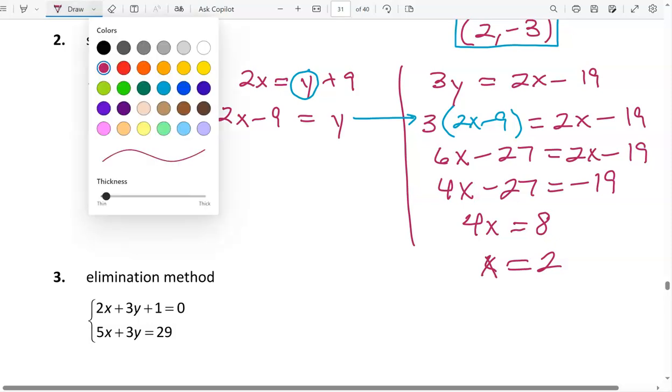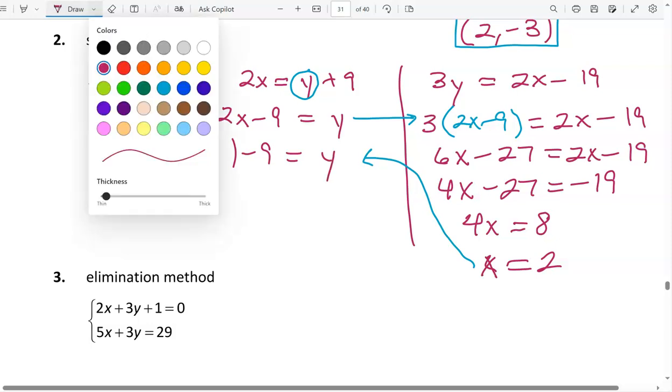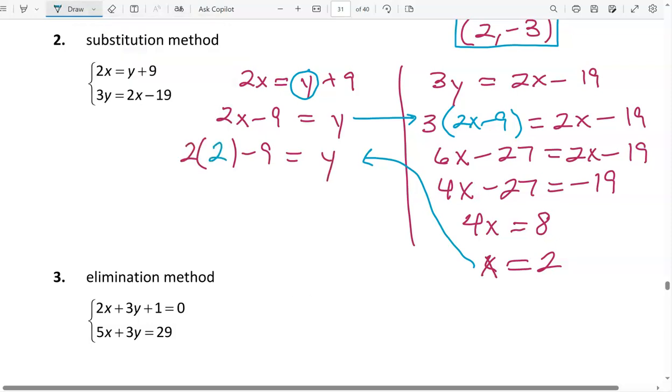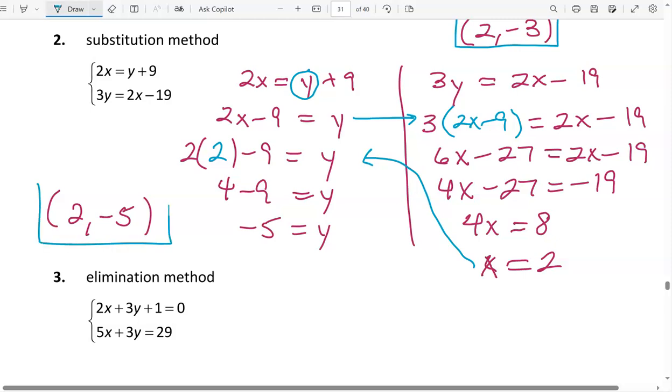Now I'm going to take that information and go back to the first column, or the first equation, and replace the x with 2, and that will allow us to solve for y. That gives us 4 minus 9 is equal to y, or -5 is equal to y. Don't forget to write that in ordered pair form, (2, -5) with parentheses.